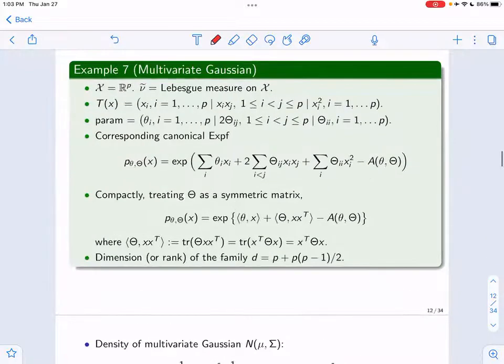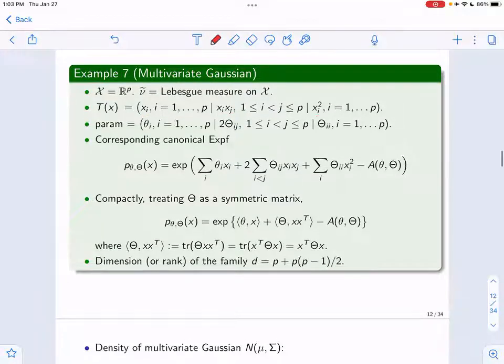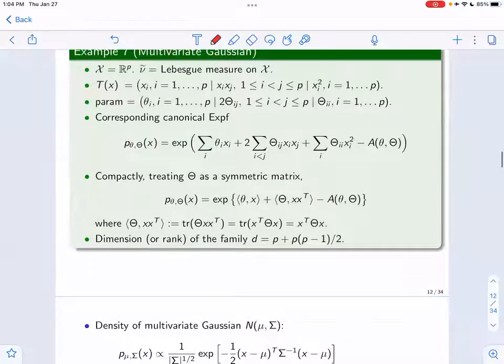The sufficient statistic I take as all the xi's, and then all the interactions between the xi's, and then all the xi's squared. So basically all the quadratic functions. These are like the building blocks of a quadratic polynomial. If I want to build a quadratic polynomial of x, I can do it by combining these. So I'm going to take these, and then I'll have a family.